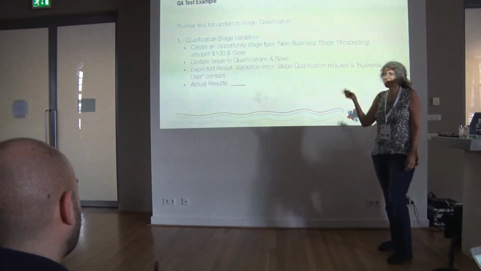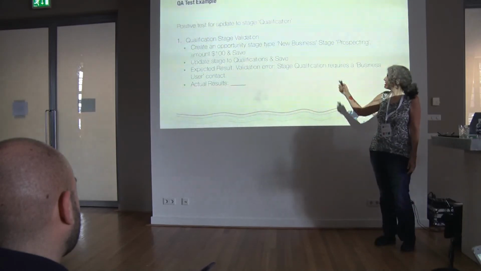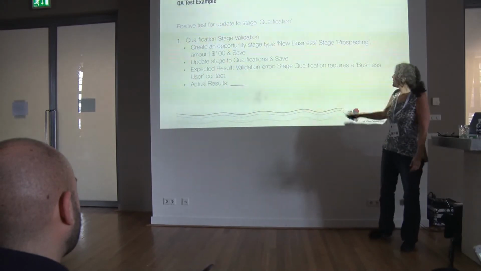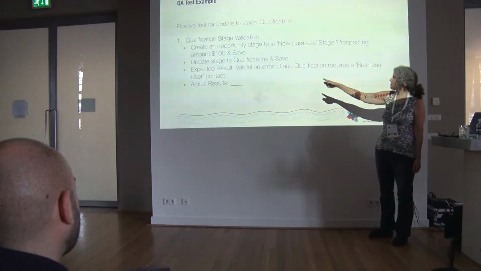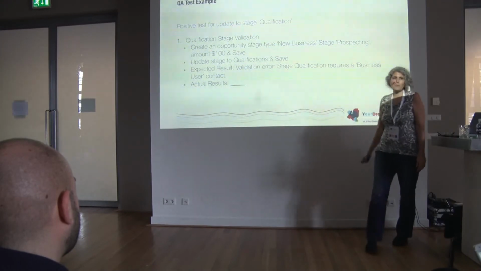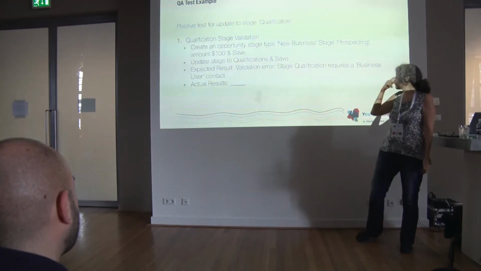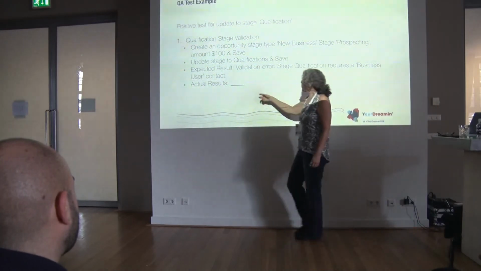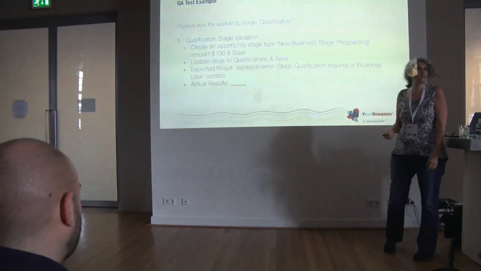See, you always find something. And then after that, I'm going to update the stage to qualification and save. So I'm expecting this validation error: stage qualification requires a business user contact. And then I'm going to write my actual results, so it'll be fail or pass. And this might go to a whole QA team. But my initial run through, I'm in the Google Doc, and I'm going pass, pass, pass, pass, pass. I'm just doing a quick sanity check.